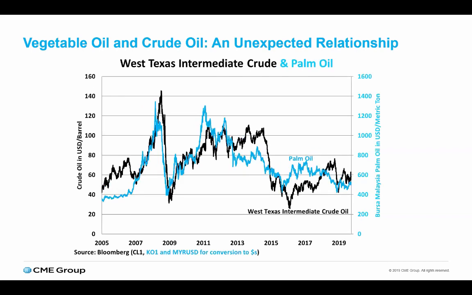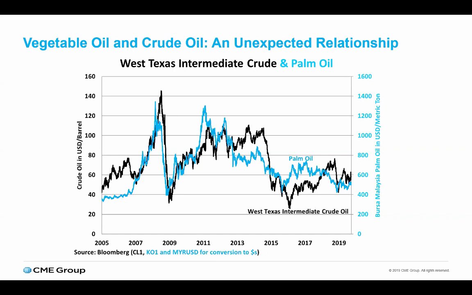For those of you who trade palm oil over at Bursa Malaysia, this is palm oil translated from ringgit back into US dollars, just to make a consistent basis with the price of crude oil. A very strikingly similar relationship. Almost as good as soybean oil, if not as good. So what explains this? Why would vegetable oils anticipate what will happen to crude oil?